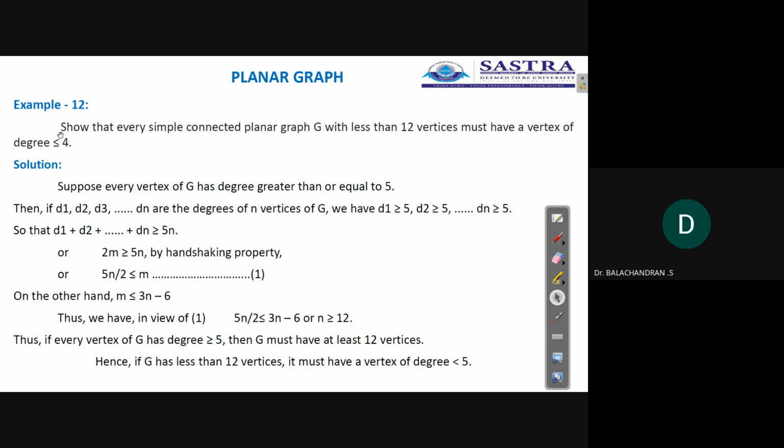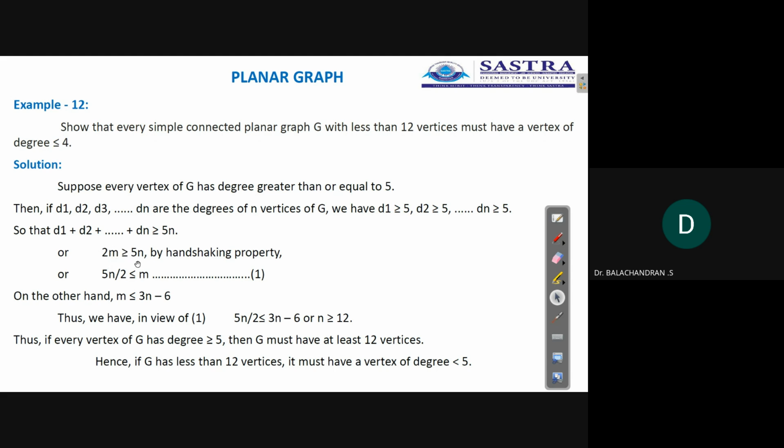Suppose I am assuming the contrary: every vertex of G has degree greater than or equal to 5. Let d1, d2, ..., dn be the degrees of the n vertices of G, since I don't know the number of vertices. By assumption, each degree is at least 5. So if you add all the degrees, the sum is greater than or equal to 5 times n. But the sum of the degrees is equal to twice the number of edges, 2m.